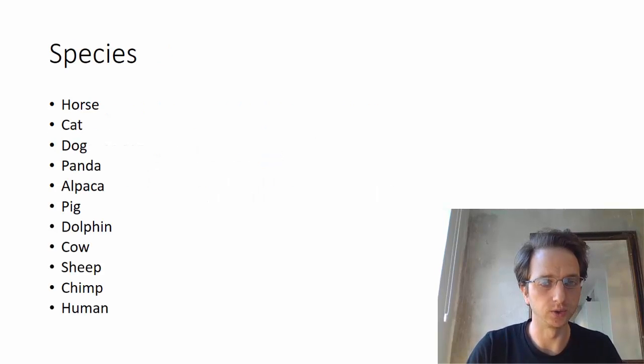The species that I chose were the common species that every 4-year-old is aware of, and they include the horse, the cat, the dog, the panda, alpaca, the pig, dolphin, cow, and sheep. These are all members of the Laurasiatheria superorder. And as an outgroup, which allows one to root a tree, I chose the two species, chimpanzee and humans.